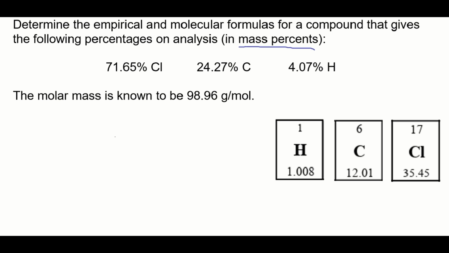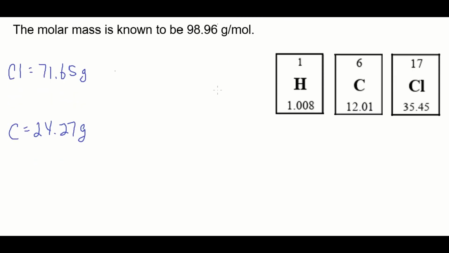We're given mass percents, and we're asked to find the empirical and molecular formulas. Let's assume that we have a 100-gram sample of this unknown substance. If we have 100 grams of this compound, then the chlorine component will be 71.65 grams, and the carbon component will be 24.27 grams, and the hydrogen component will be 4.07 grams.